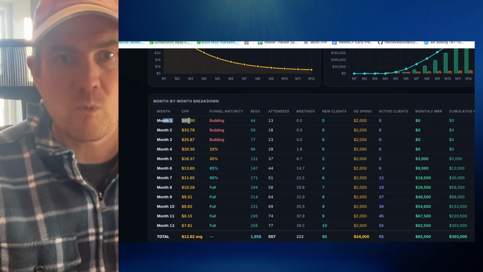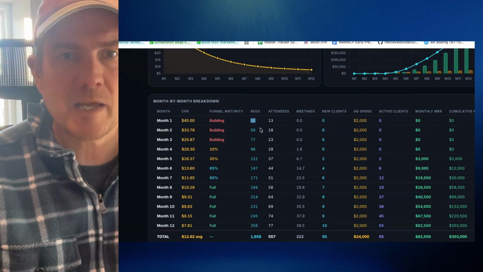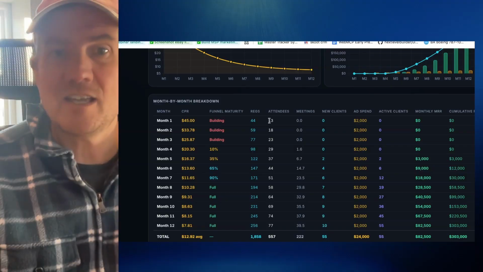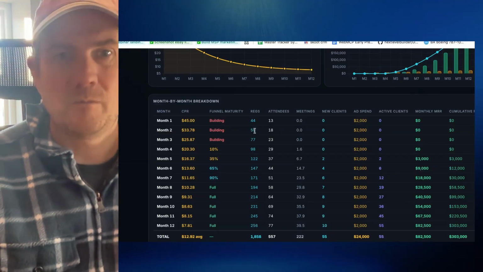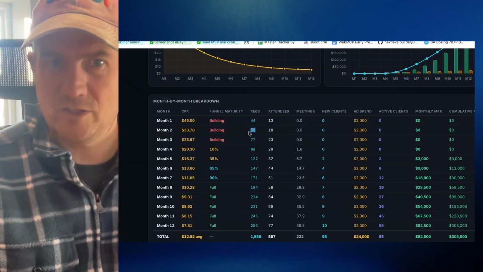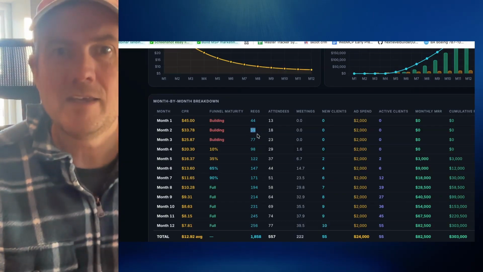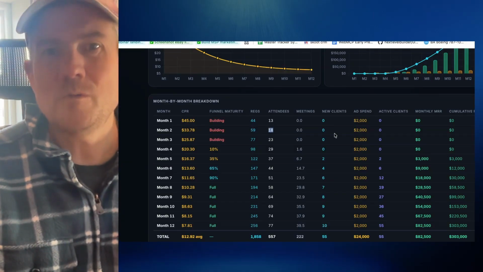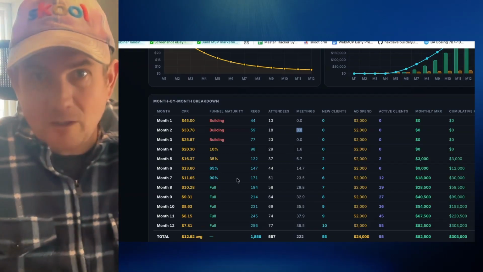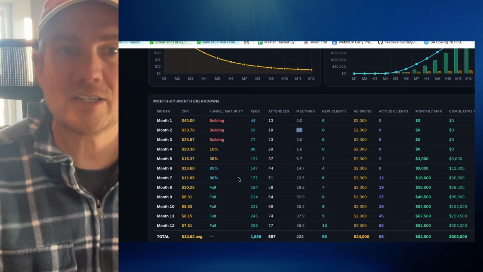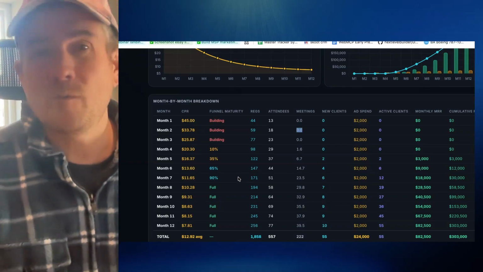We've got month 1, we get 44 people to register with a $2,000 ad spend. 13 people actually attend. We're not going to get any meetings from it. Okay. Month 2, we get 59 people to register with the same ad budget because the cost of the lead has gone down. 18 people attend. We still don't have any meetings in the diary. Okay. So we've almost got 40 people that have registered in those last 2 months. Still nothing in the diary. Still no traction. It's like hitting a brick wall.